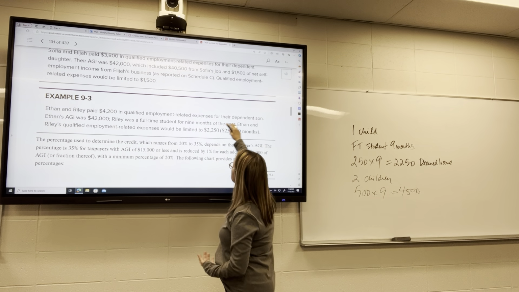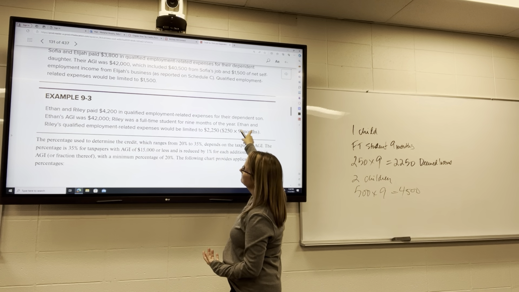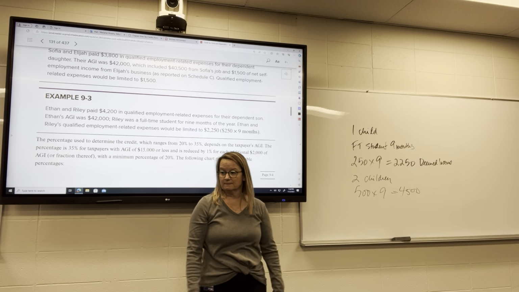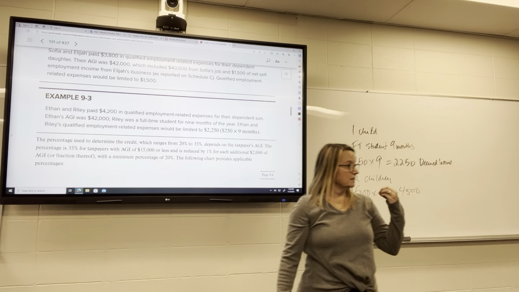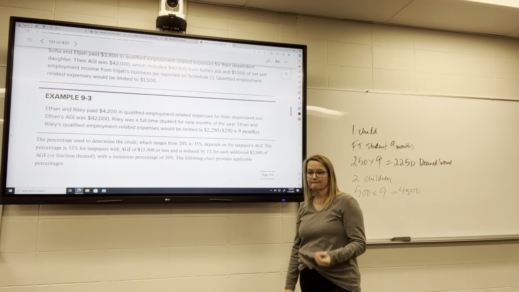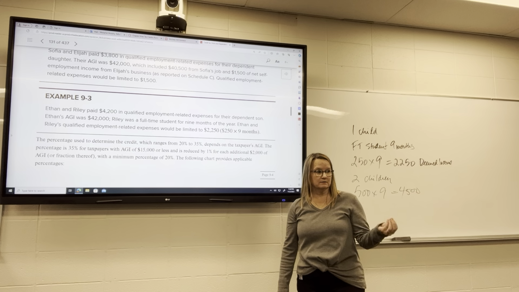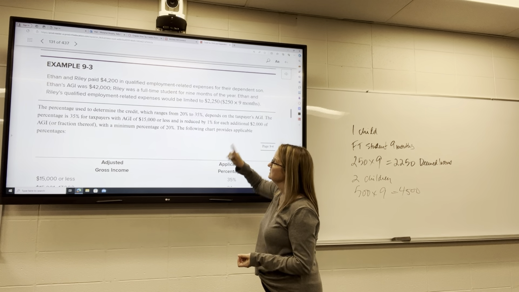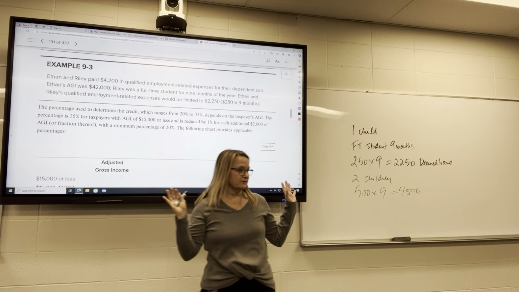Even though Ethan's income was $42,000, they're going to use the individual with the lowest AGI, the lowest income, in determining that limit, okay? All right, so the percentage, any questions so far?